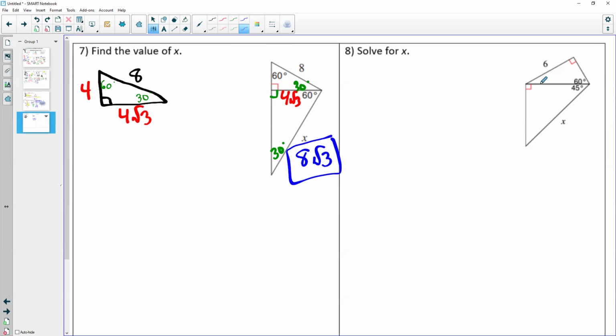If you tried the next one, here are all the side lengths if you want to check your work. This would be, I believe, what is this? 3, no, 2, sorry. This would be 6 root 3 over 3, which would be 2 root 3. And this would be 4 root 3. And then this would be 4 square root of 6.